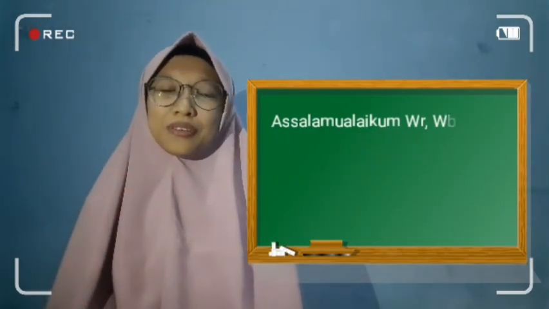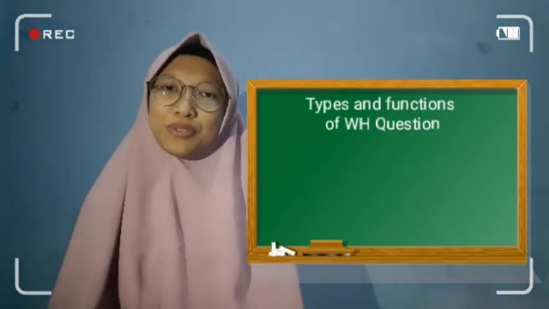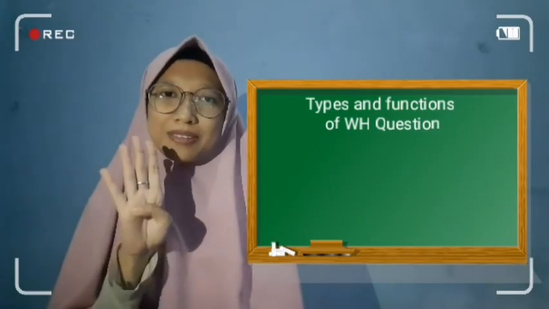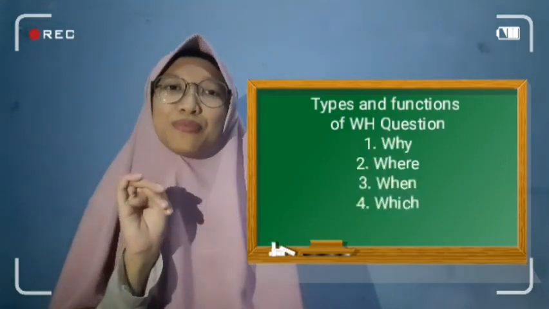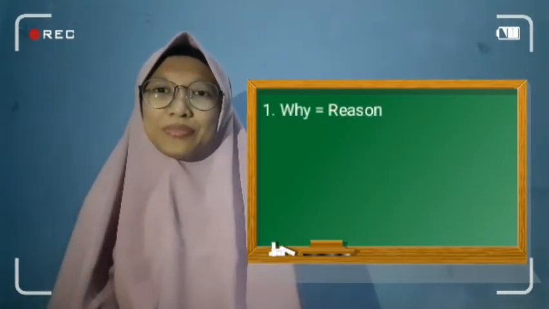Okay, I will continue our material about the types and function of WH question. So, I will explain 4 parts, namely why, where, when, and which. I will start from why.